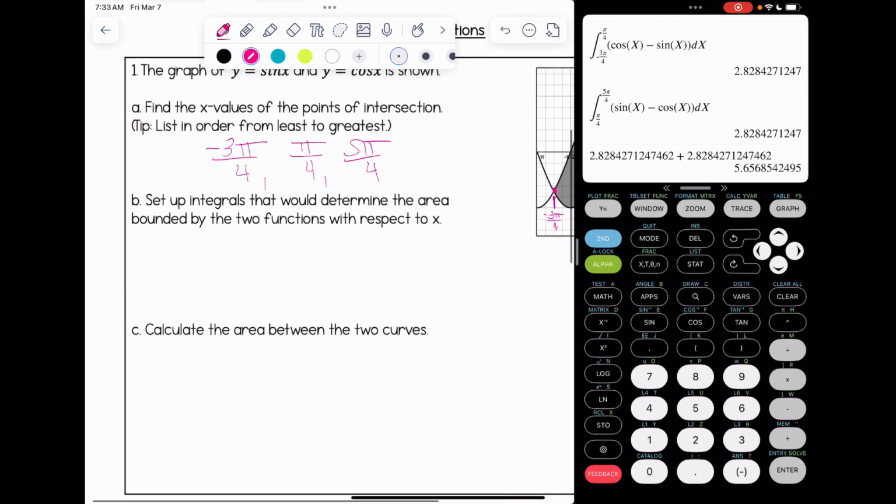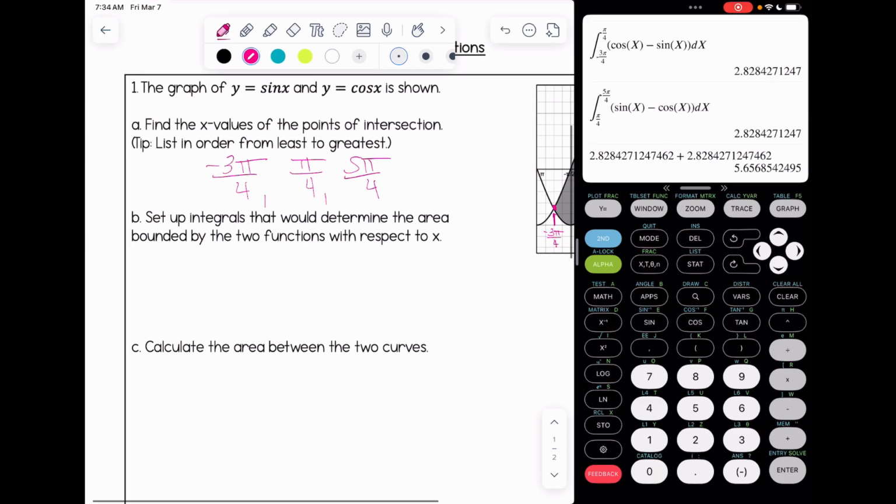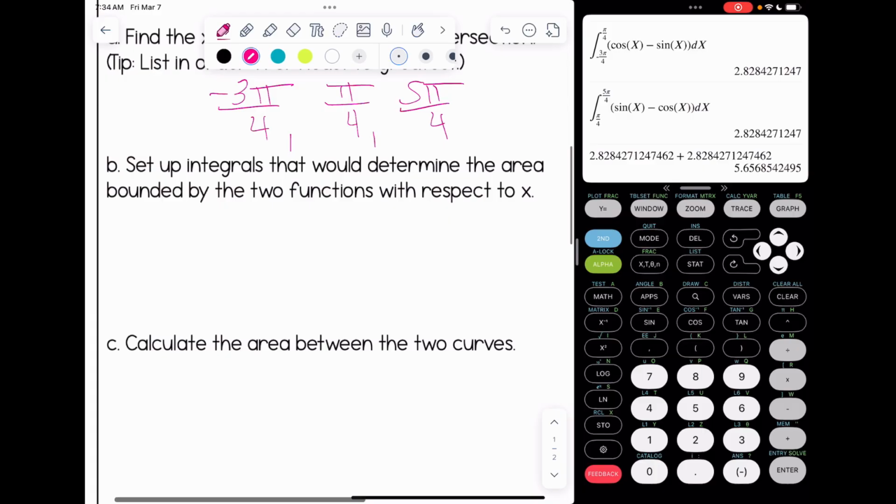Now, generally on questions, they're not going to ask you to find those points of intersection. You're just going to have to know to do that in order to set up the integrals. There's also a suggestion here to list them in order from least to greatest. That's because when we go to part B and we are setting up our integrals, we can see that this first shaded region, everything in here that I'm coloring in, goes from -3 pi over 4 to pi over 4, whereas the other shaded region goes from pi over 4 to 5 pi over 4. So those are going to be the two bounds of the integrals that I set up.